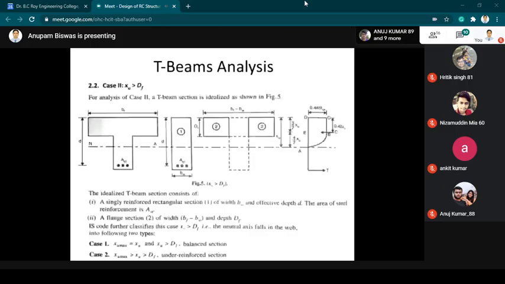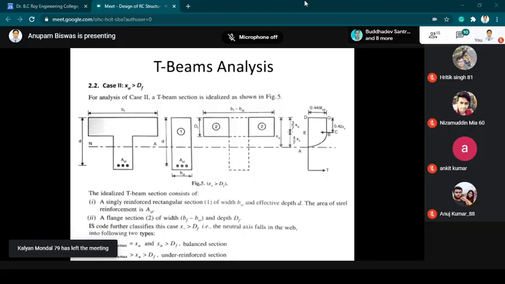Now moving to the next case, case 2, when the value of xu is more than df. For this we have to idealize this T beam into fragments of the section. As you can see in figure 5, the T section is divided into two fragments, one is segment 1, another is segment 2, and accordingly we will do the analysis.